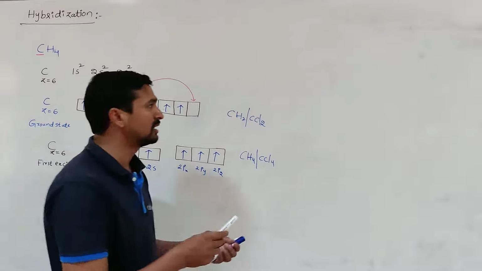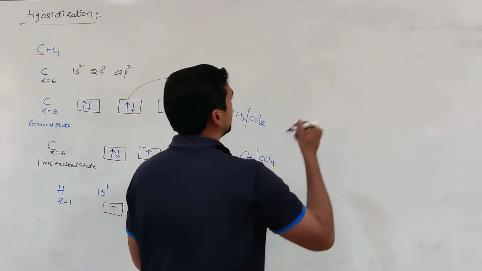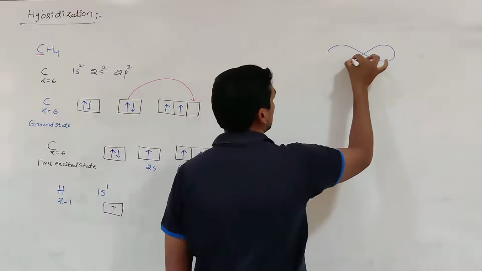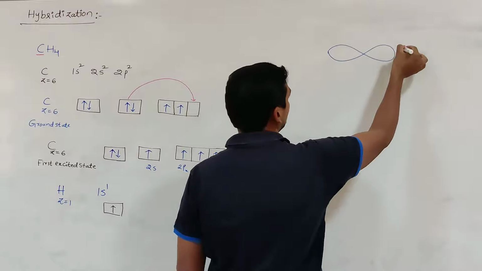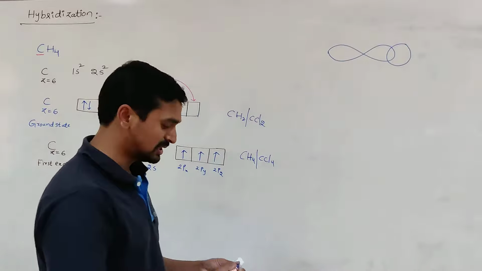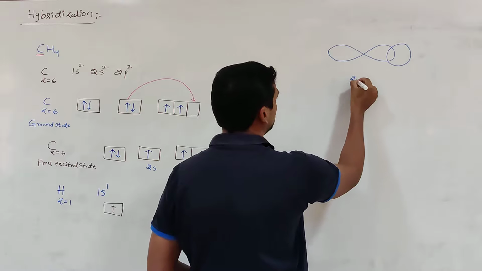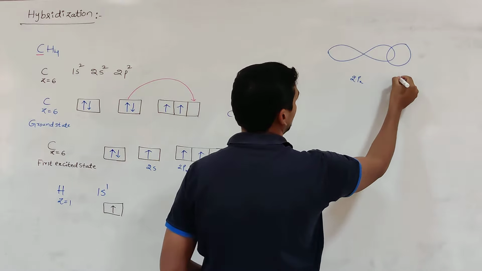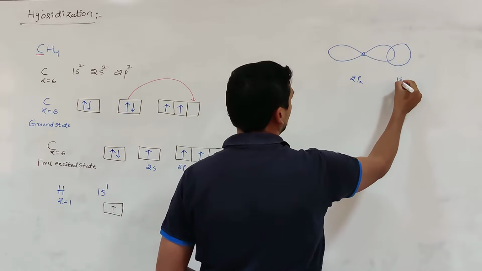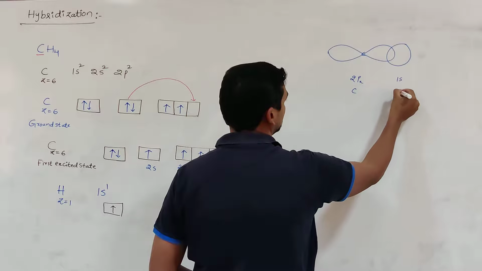Okay, just for your understanding, I will draw the diagram. One s orbital is overlapped with, let us say, the 2px orbital, and here the 1s orbital is overlapped. This is of which atom? Carbon. And this is of which? Hydrogen. This is carbon and this is hydrogen.